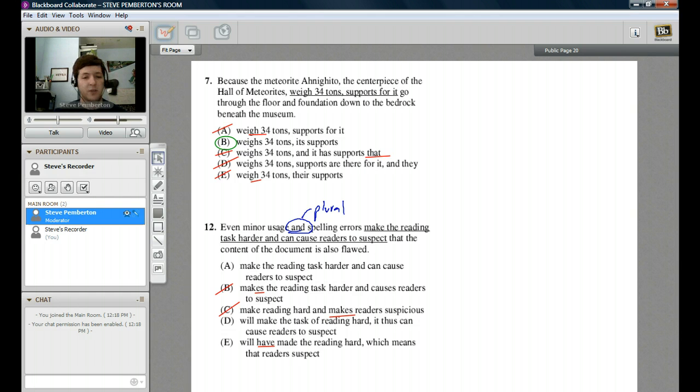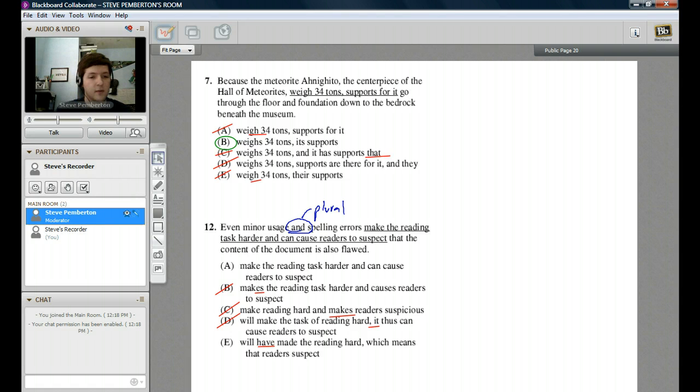A versus D now. Even minor usage and spelling errors will make the task of reading hard. It thus can cause readers to suspect the content of the document is also flawed. That comma shouldn't be a comma. The way it's written right now, if that's a comma and then it says it thus afterwards, that could be a full sentence afterwards and a full sentence to the left of the comma. When it's supposed to be a full sentence on both sides of the comma, you shouldn't be using a comma. You should be using periods or semicolons on the SAT. So we can't do that here.